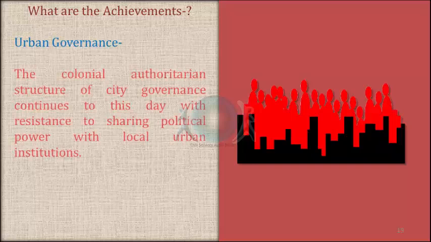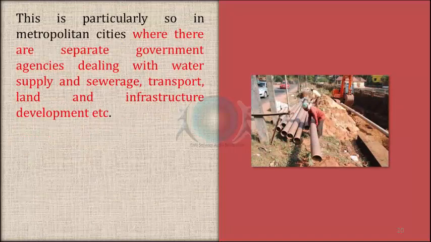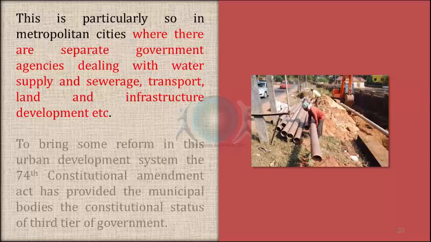Urban governance. In this area, the colonial authority and structure of the city governance continues to this day, with resistance to sharing political power with local urban institutions. There is a host of urban development and departmental agencies which deal with the urban services. This is particularly so in the metropolitan cities, where there are separate government agencies dealing with water supply, sewerage, transport, and infrastructure development, etc.